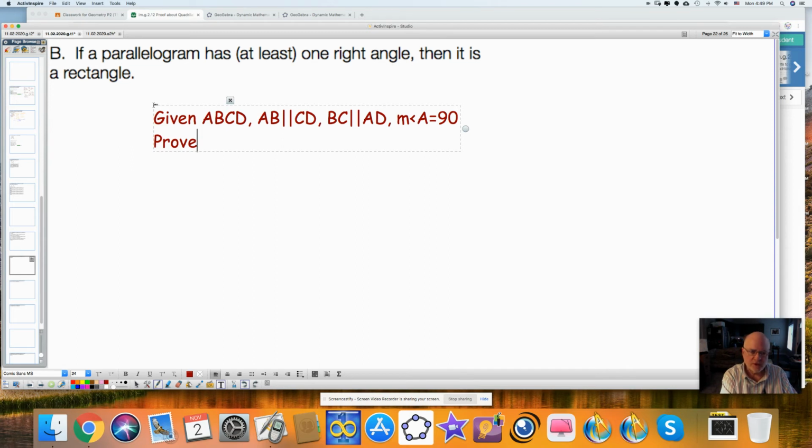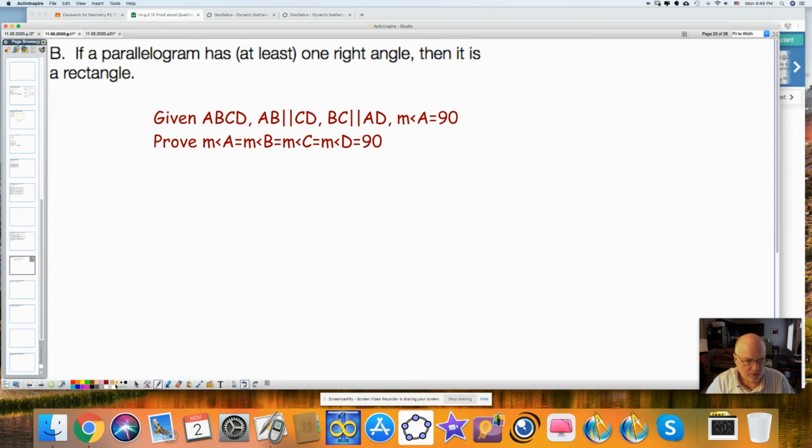So to prove it is a rectangle, I really have to prove that the measure of angle A is equal to the measure of angle B, which is equal to the measure of angle C, which is equal to the measure of angle D, which is equal to 90. That's what I have to prove. I'll draw this and I'll mark my drawing with what is given. So here's a drawing. If I can select my pen tool.